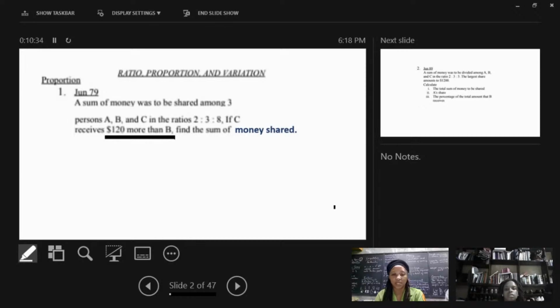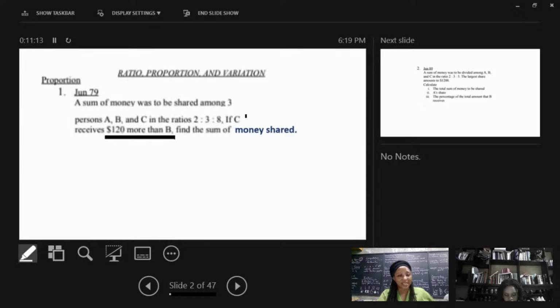We want to know the total sum of money shared. So C is 8/13, and that would equal B plus $120. By the way, where did John get 20 from? Miss, I said 13. Mira said 20, you know, correct me. I don't know, Miss.